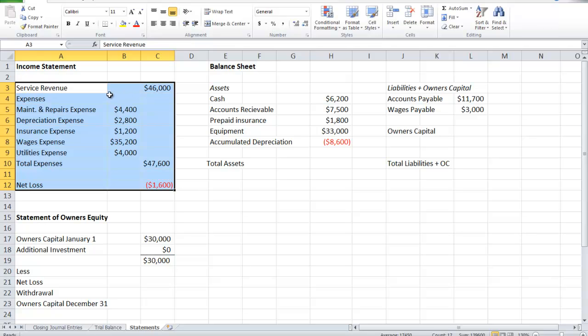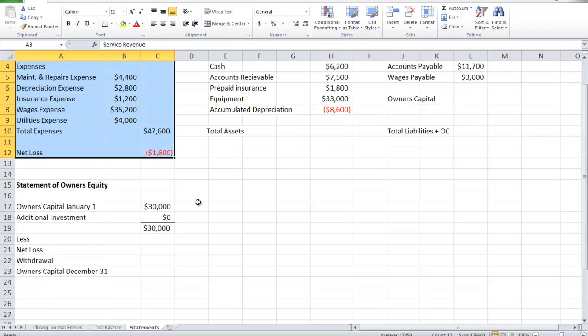So we have revenue of $46,000. We total up the expenses, which are $47,600. We have a net loss of $1,600. So we take that net loss and plug it into the statement of owner's equity.